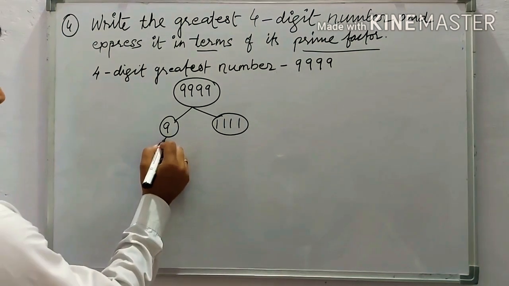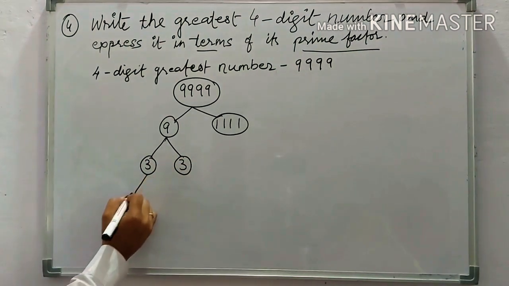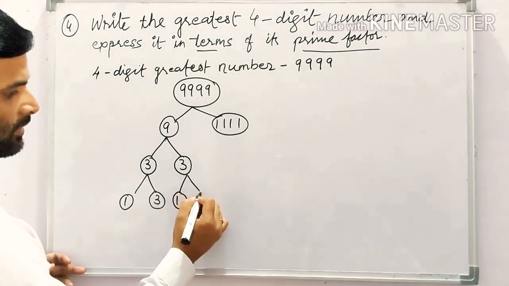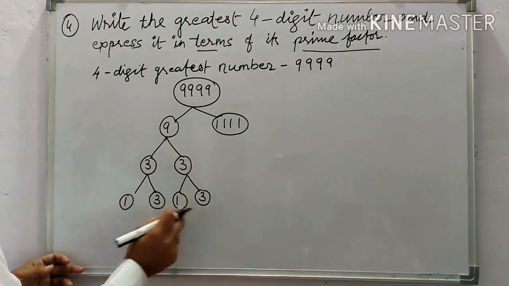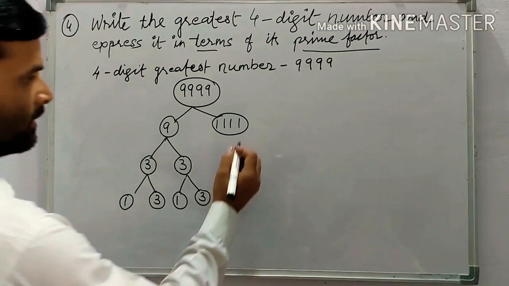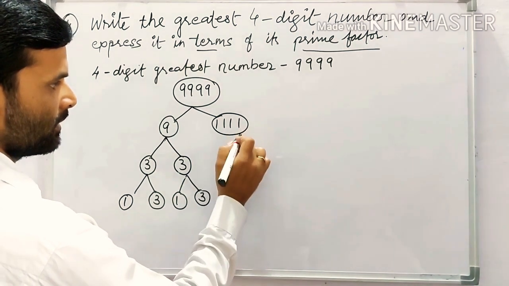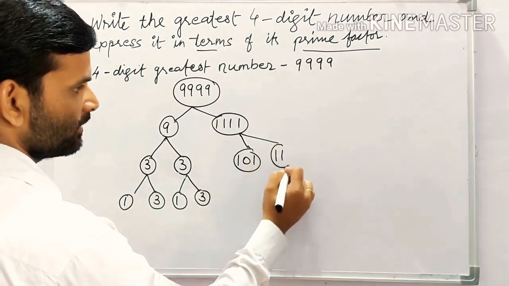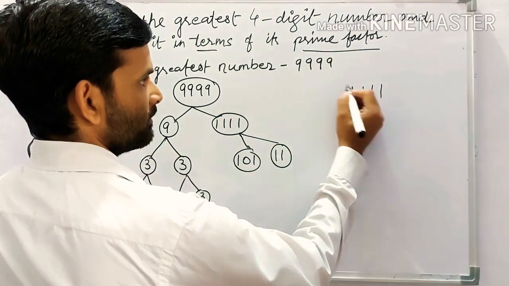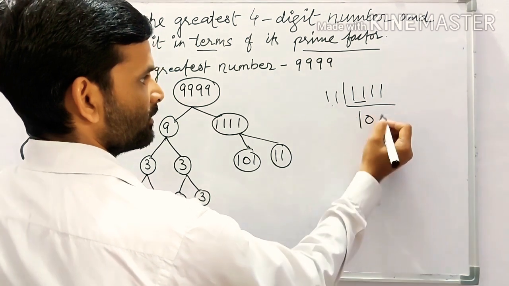And second is 3 into 3 and 1 into 3. Again 1 into 3, because 3 1s are 3, 3 3s are 9. Okay, and 101, and 11 is solved. 1 1 is 11, and 11 1 is 11.